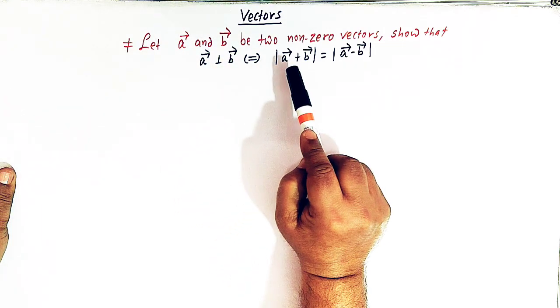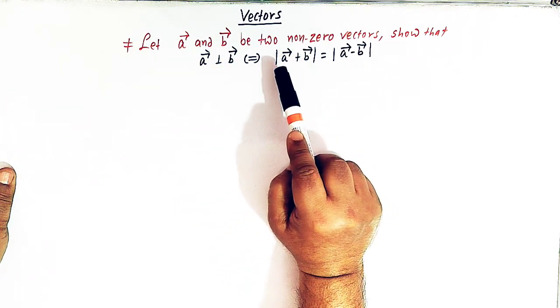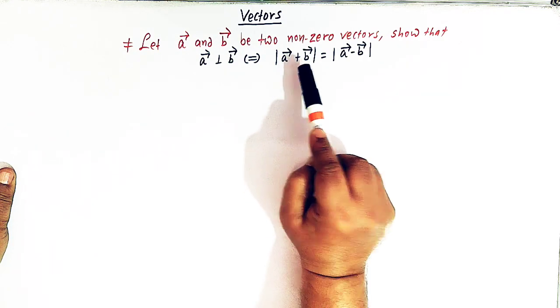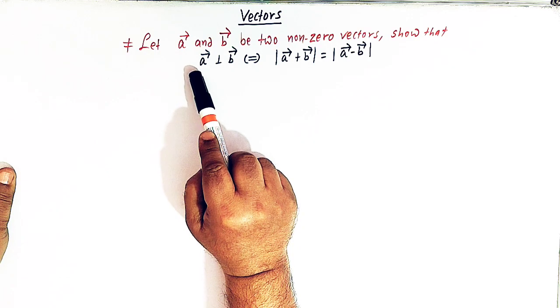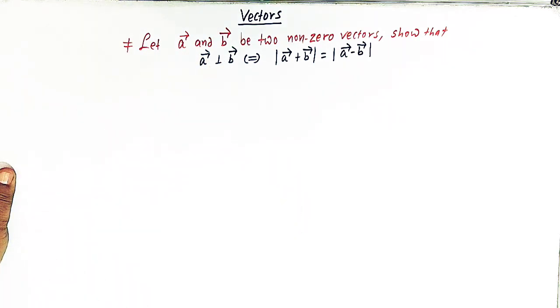By vice versa, we mean that if the magnitude of A plus B is equal to the magnitude of A minus B, then the two vectors A and B are perpendicular, right? To solve this problem, we have to make use of an important concept from vectors, known as the square of a vector is equal to the square of its magnitude, right? So let us start.